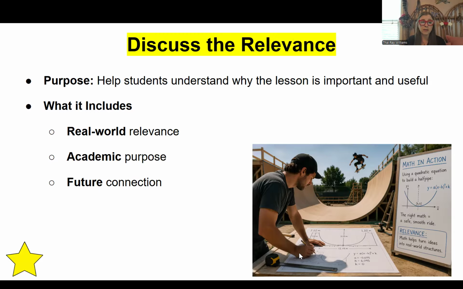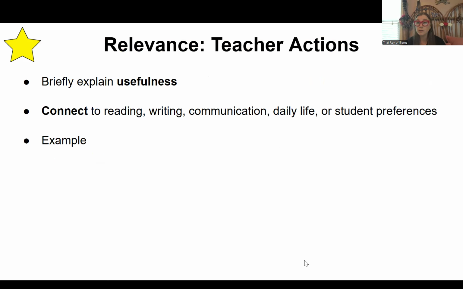Noticing a star. Remember, I may not always say it, but make sure you see it, okay? All right, so what do you do when you're talking about the relevance or eliciting from your students what that importance may be? You want to briefly explain its usefulness, where this is not something we're going on for an hour. It is a part of our opening before we move into the bulk of our instruction. But you want to make sure that you connect it to things like reading, writing, communication, daily life, and to me, the most powerful way you can share it's important is if you can connect it to students' preferences or interests.